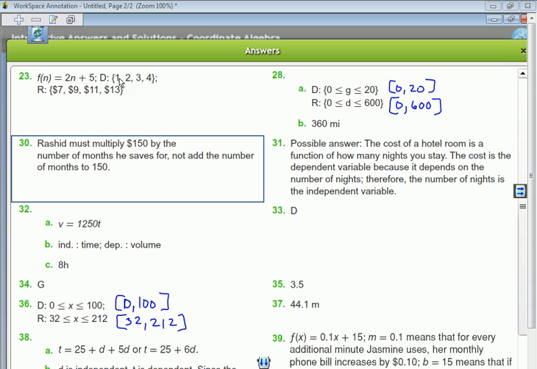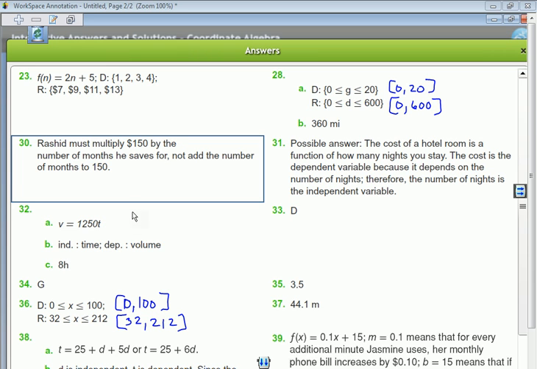Okay, so if this is our possible input, our domain, then what's our possible range? What would our output be? We'll plug it in. Plug in 1, get out 7. Plug in 2, 9. Plug in 3, get out 11. Plug in 4, get out 13. So those were our possible ranges.